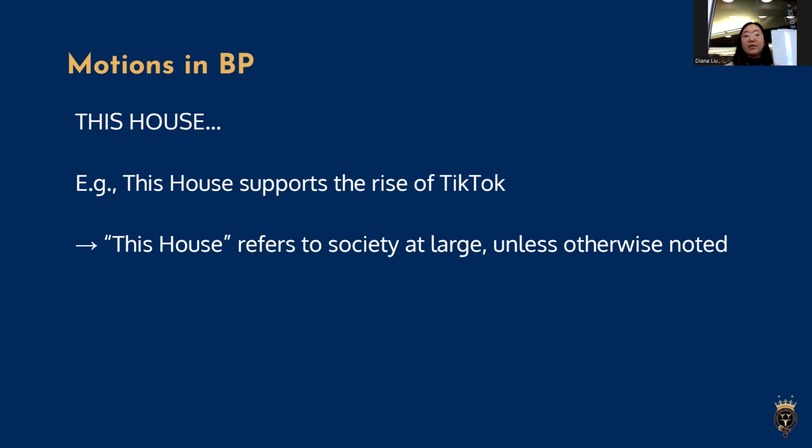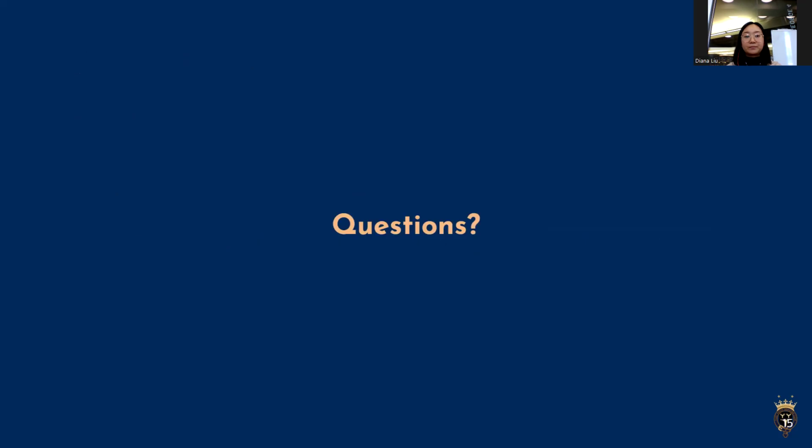So, for example, this house supports the rise of TikTok. Because nothing is specified, this house just means society in general supports the rise of TikTok, and you should defend whether TikTok is good for society in general or not, depending on which side of the debate you're on.